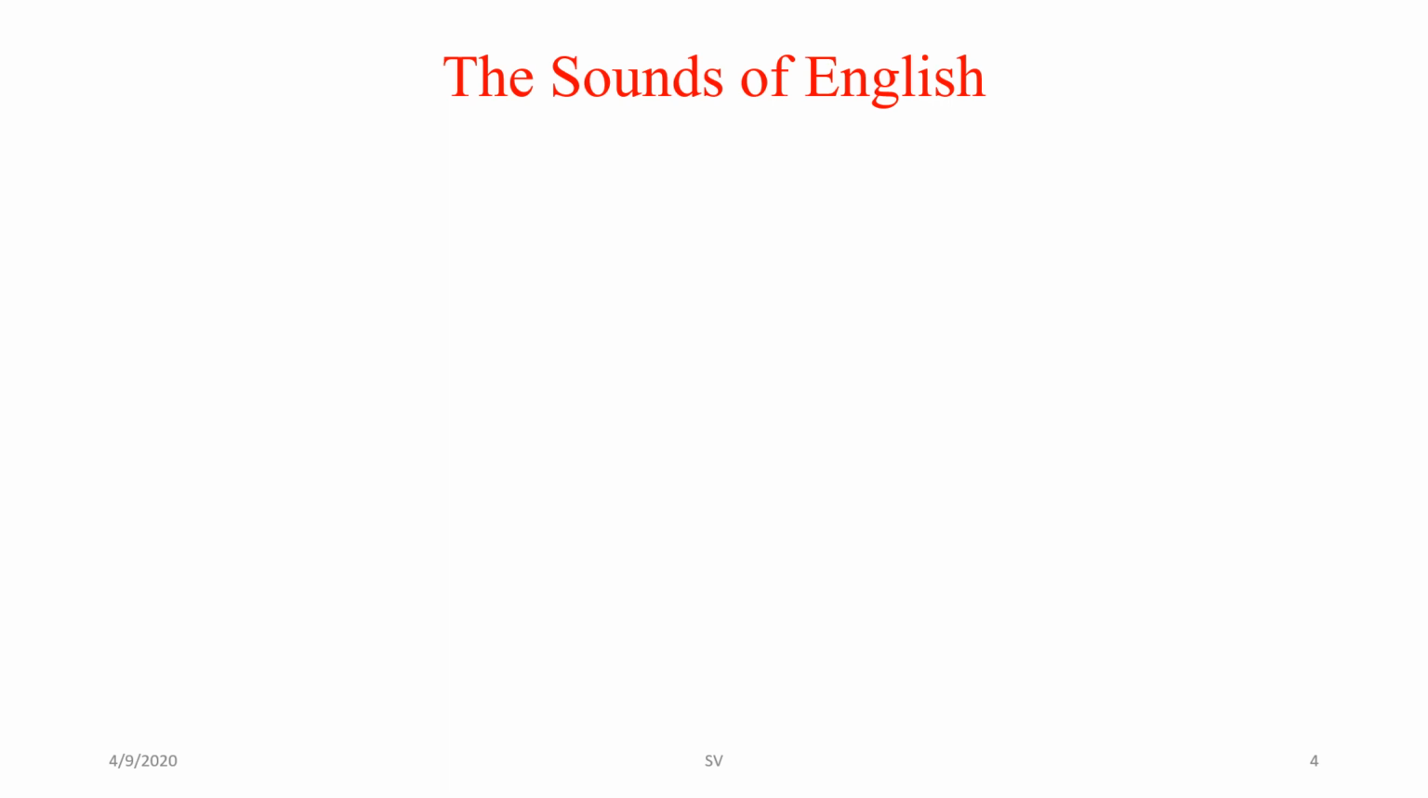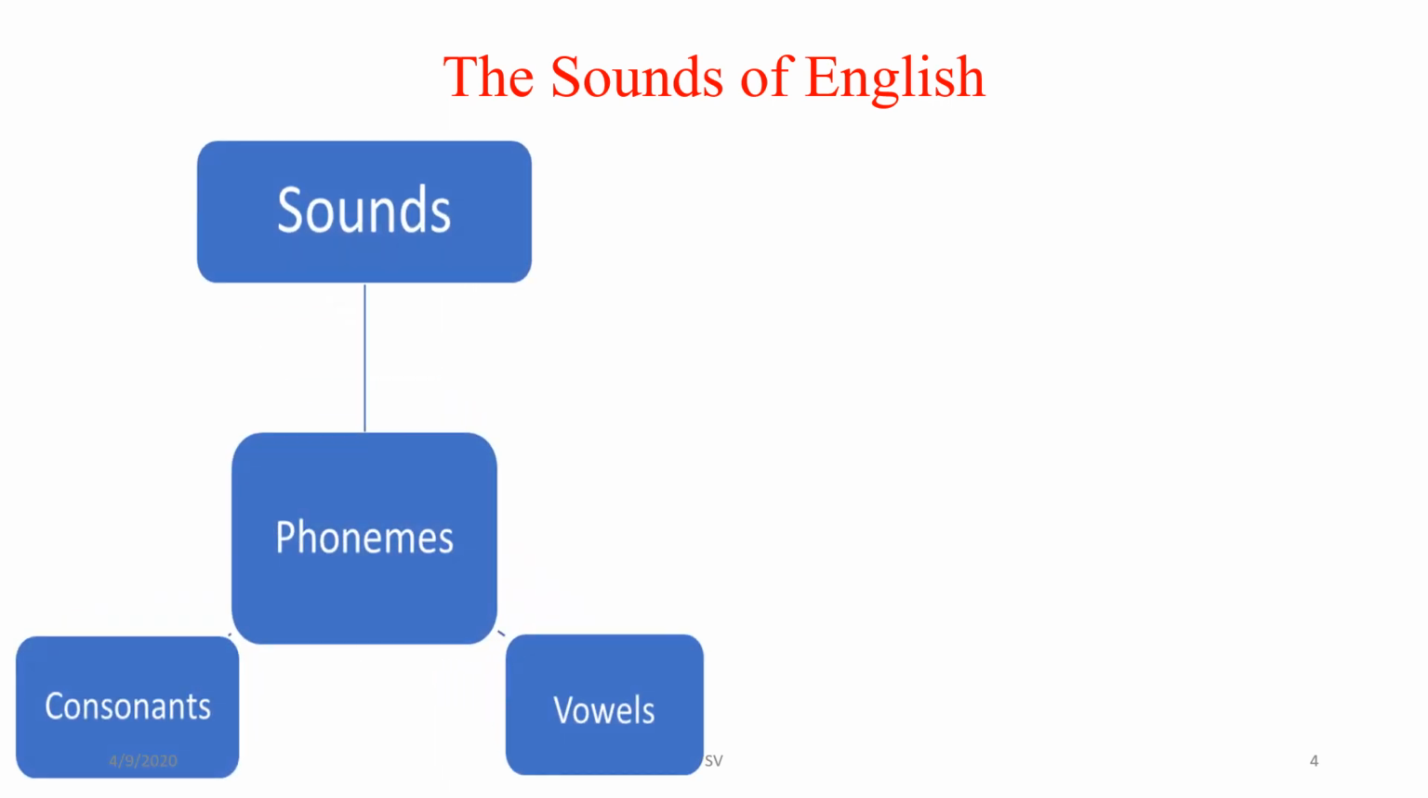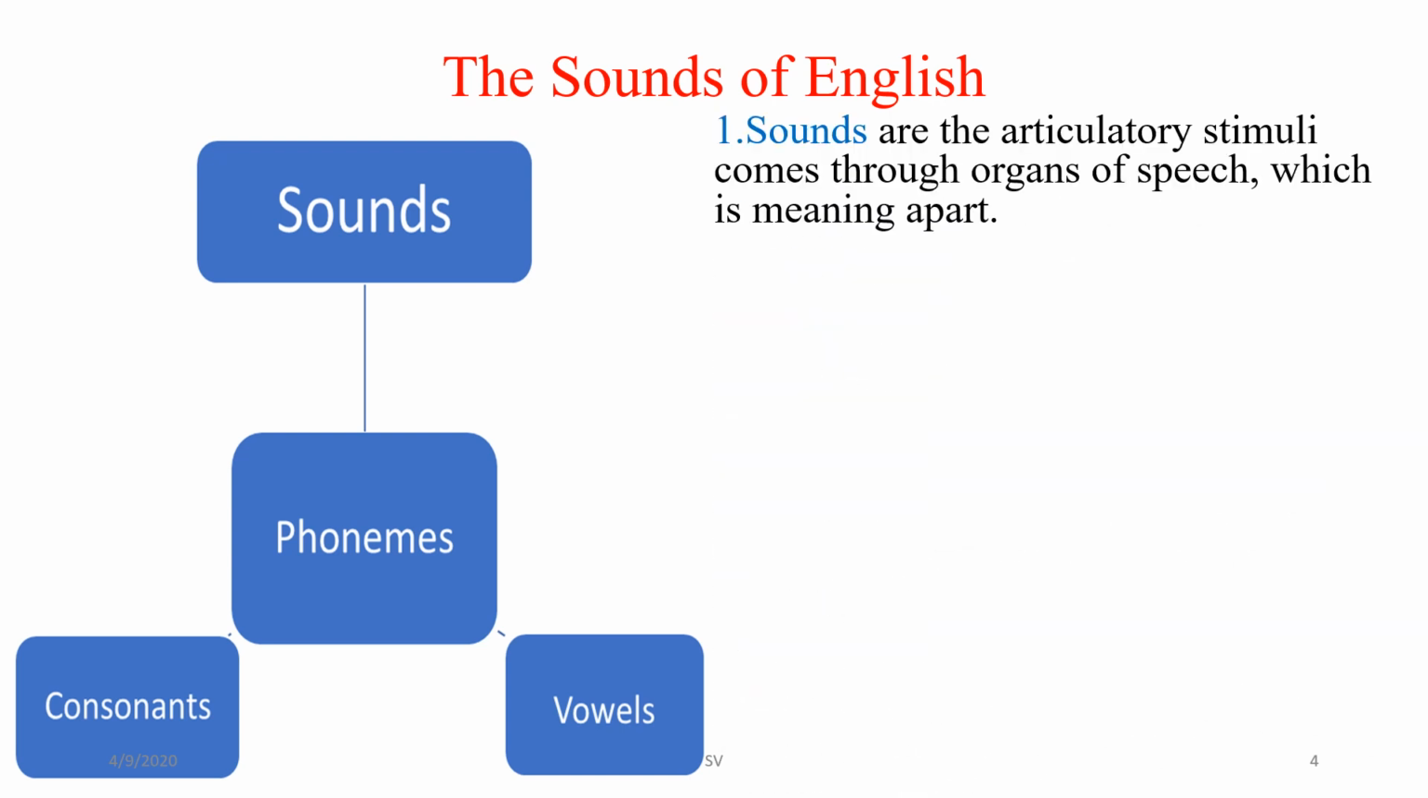On this slide, we have the sounds of English. Here we have a classification of sounds. Under the caption of sound, we have phonemes. The phonemes have two branches. One is consonants and the other one is vowels.